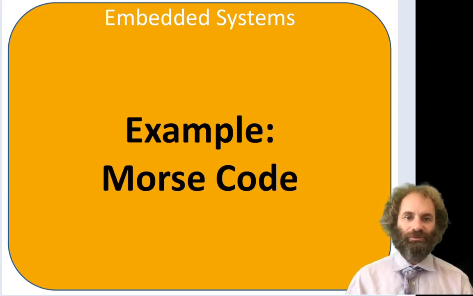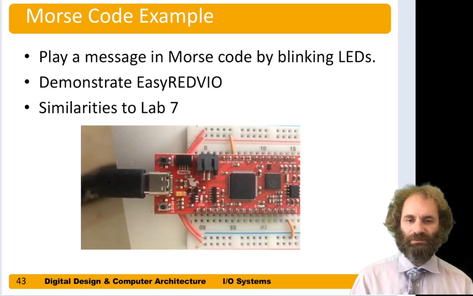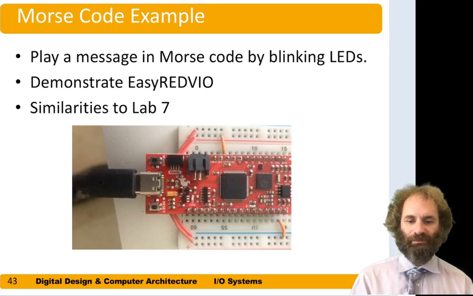Hello! In this video, we'll put together everything we've learned about GPIO and timers and device drivers to make a system that plays a message in Morse code. So this message will blink the blue LED on and off. It will demonstrate the EasyRed5IO device driver library, and it has some similarities to the work you'll be doing in Lab 7.